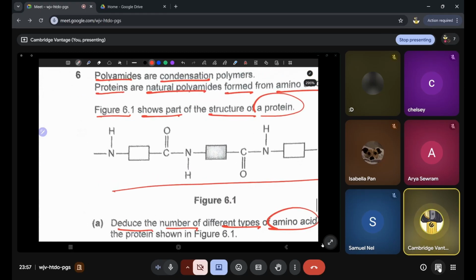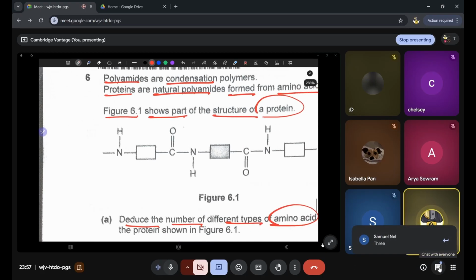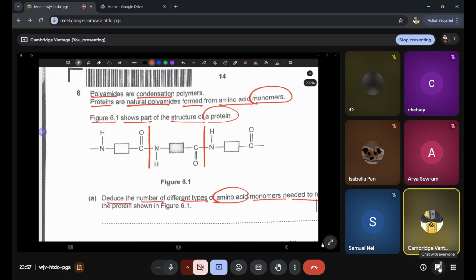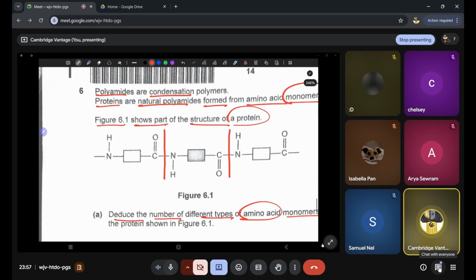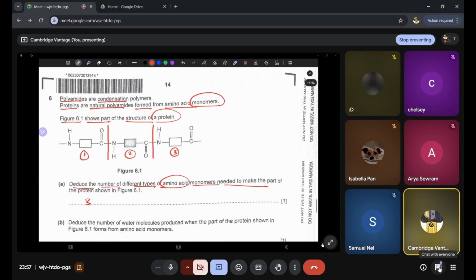So let's look over here. Our goal is to break down the amide linkages. All right, Samuel is saying there's three. Let's see if that is the case. So I'm going to break down this amide linkage. I'm going to break down this amide linkage. And once we have broken them down, I have to check how many amino acid groups do I have. I have this one. I have this one, two. I have this one, three. So we would write down three over here. Does everyone agree with the answer that Samuel and I have given? It would be three types of amino acids.